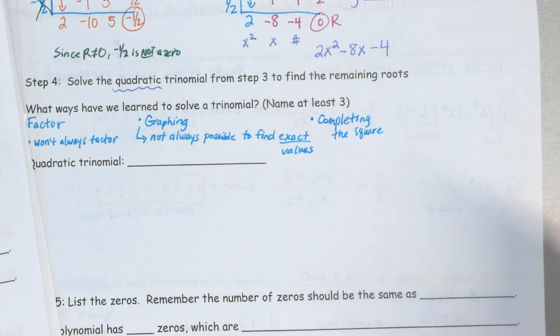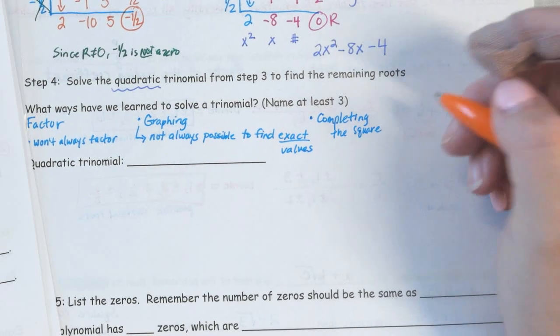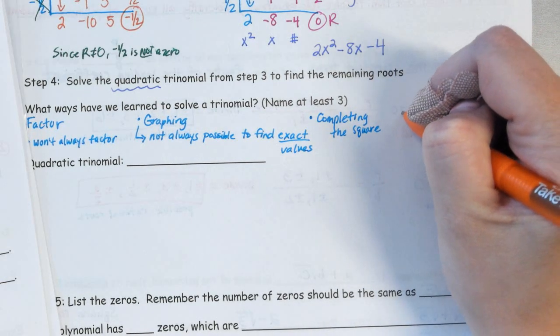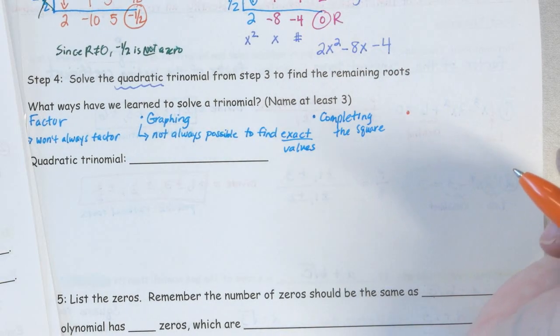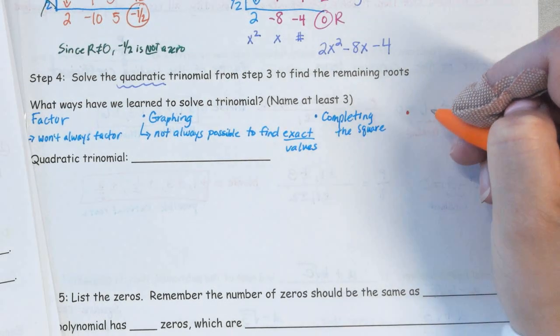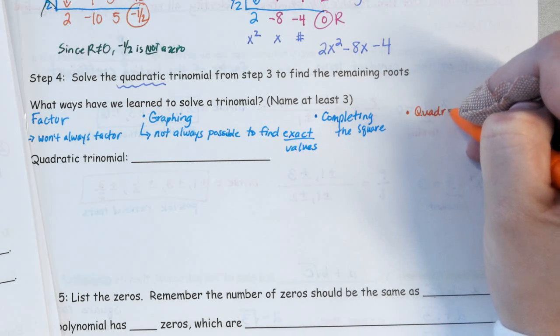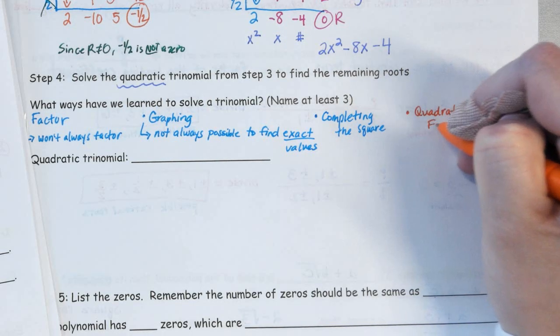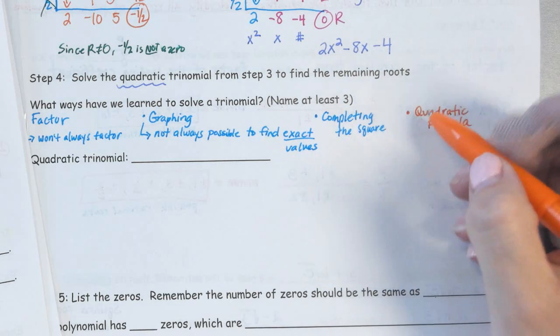Something that we did in the last chapter. Something we did in 2.6. What type of equation is it? Quadratic. So what is there to solve a quadratic? Yeah, the quadratic formula! Because the grouping would be part of the factoring.